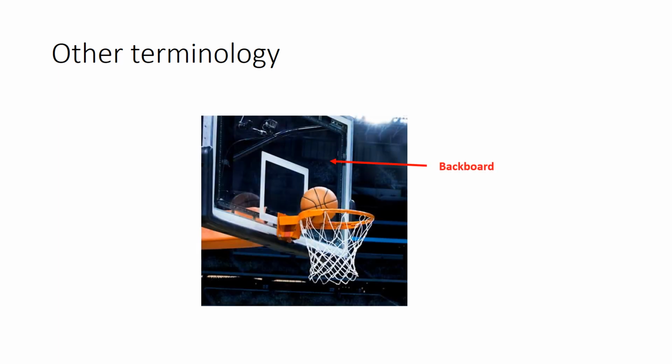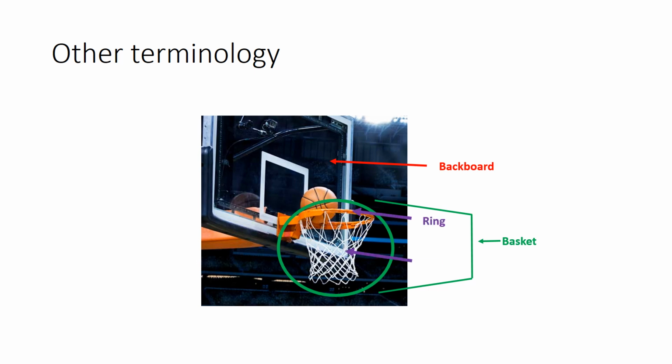Some other terminology that helps us as we communicate about a basketball game includes the backboard, the basket, which consists of the ring and the net, and the possession arrow. We'll talk about what possession arrows are used for later in this series.